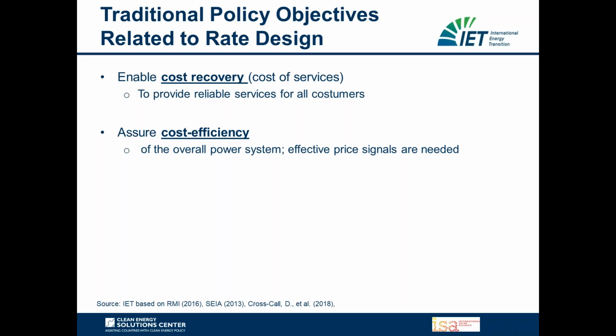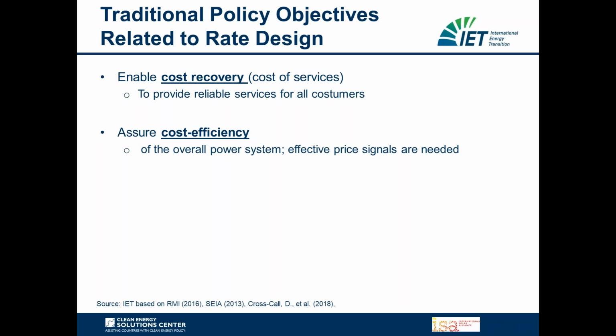And these objectives, I call them here traditional policy objectives related to rate design. And the most important one was to enable cost recovery, cost of service recovery, either for the network operator or for the utility, so that all customers will then benefit from reliable services from the utility or from the network operator in the future, so that all costs which are borne by the system, all the electricity lines that had to be built, for instance, all the costs need to be recovered by the prices that all consumers pay together.